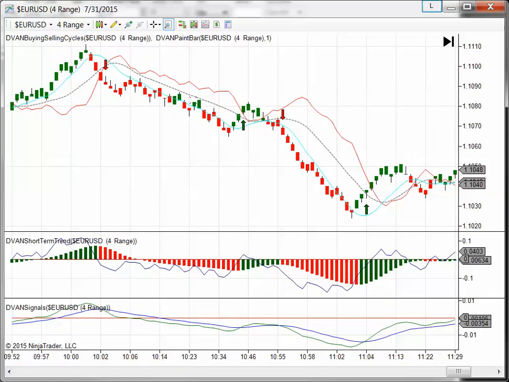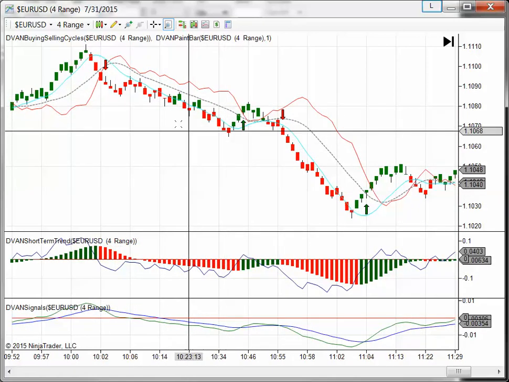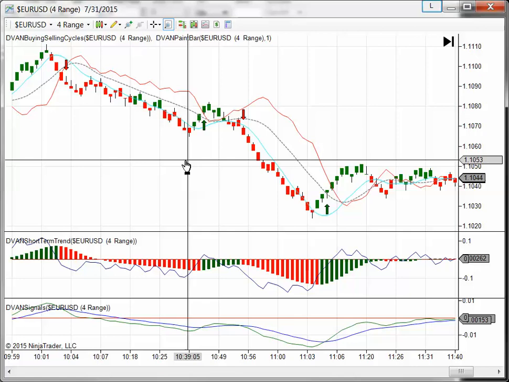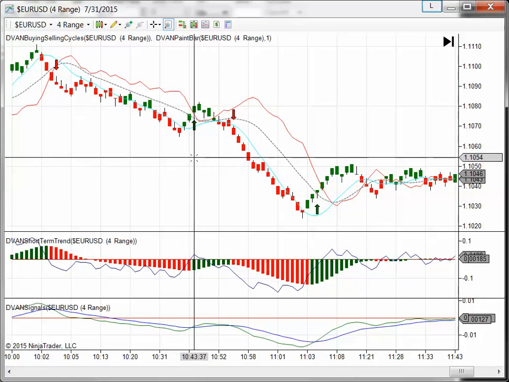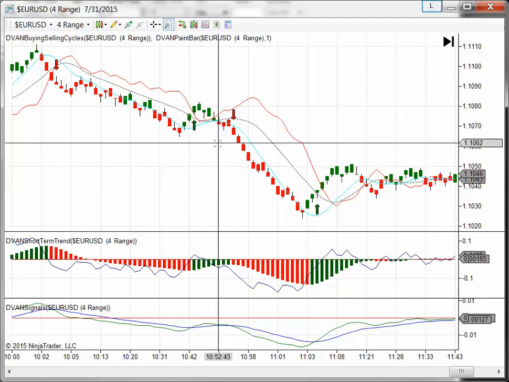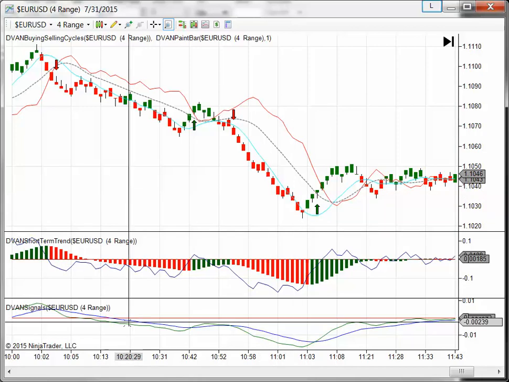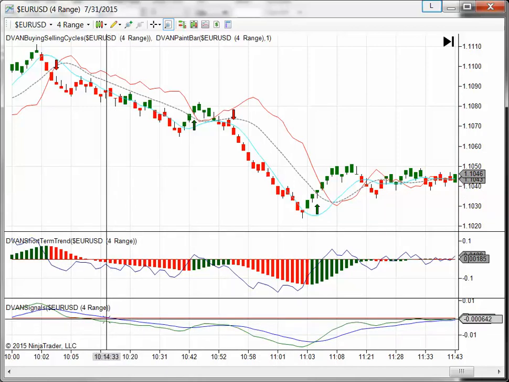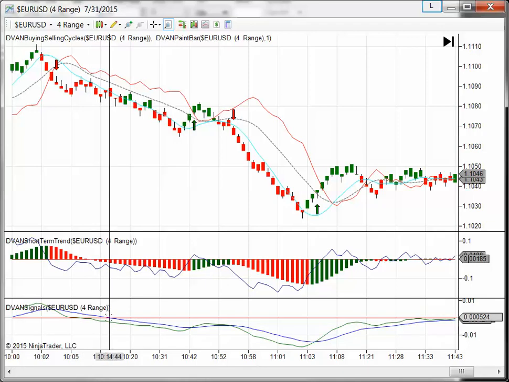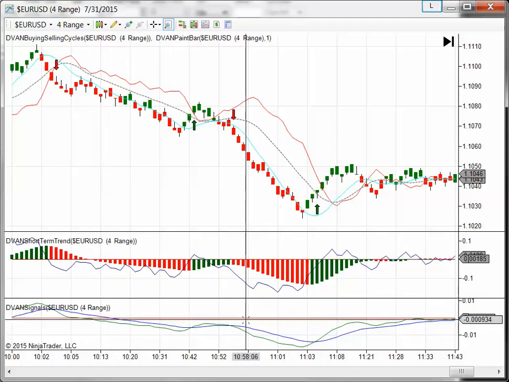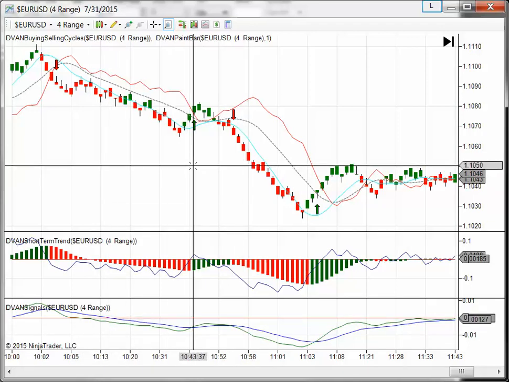Don't see any arrows or indications of a trade for a while, and then at 10:43 we get a loser. This is an entry long. It meets our criteria, but it just reverts back down in a larger long-term trend to the downside. You can see that long-term trend identified by these leading lines and baseline crossing below the zero in the DVAN signals. But just for example's sake, we take this trade.